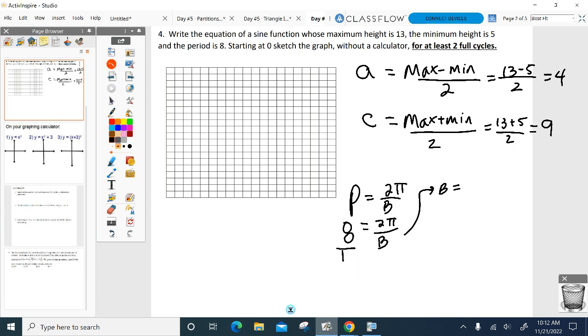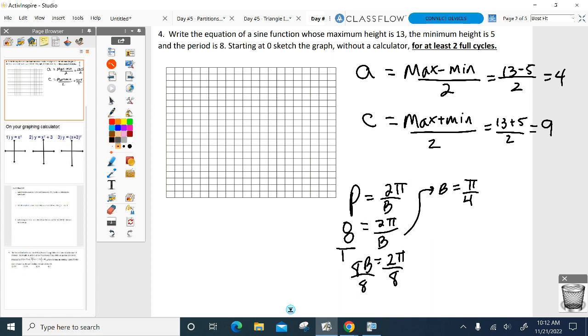Cross multiply. Okay, let's go. 8B equals 2 pi. Both sides we got to do what? Divide by 8. So then 1/16? I don't know where 1/16 comes from. 1/4, sorry. Pi over 4. Everyone's good. Okay, you have all 3 values.